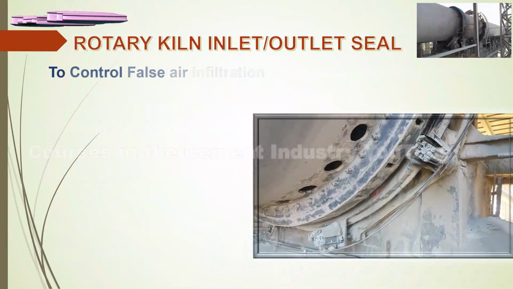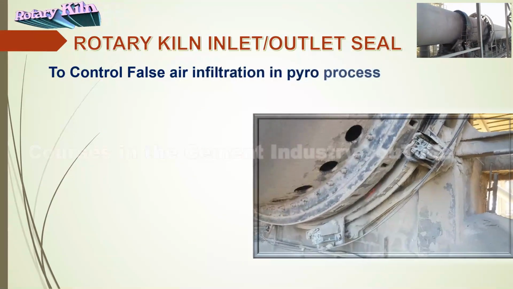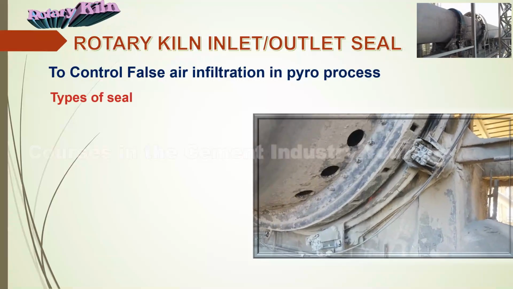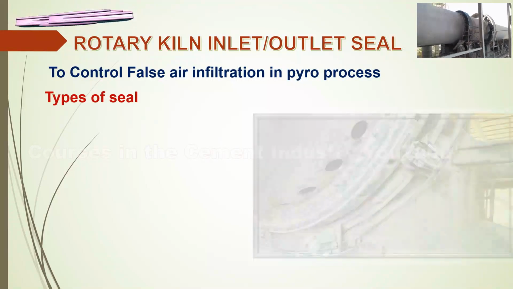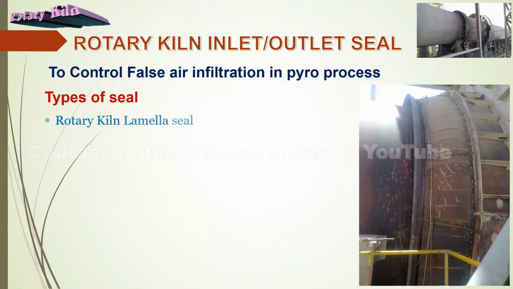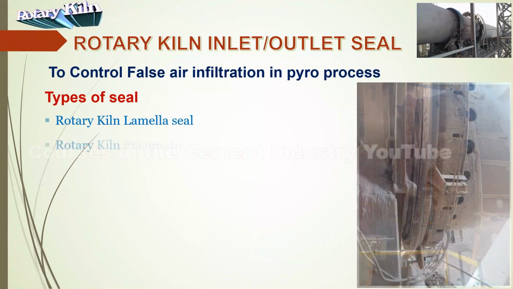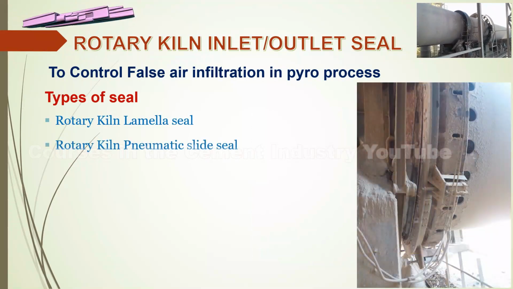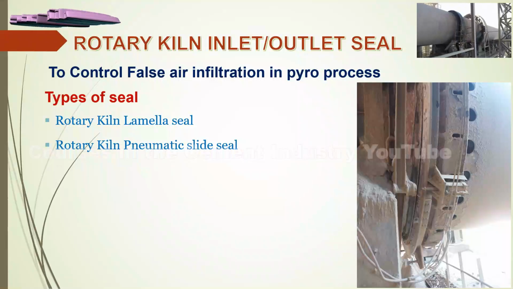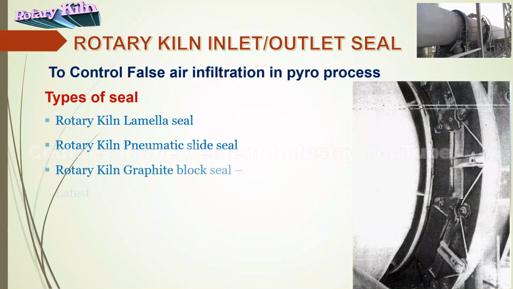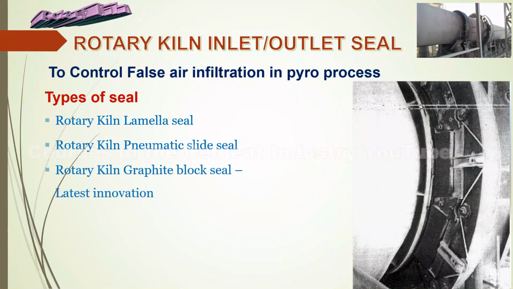Rotary kiln inlet and outlet seal, to control false air infiltration in the pyro process. Types of seal: 1. Rotary kiln lamella seal. 2. Rotary kiln pneumatic slide seal. 3. Rotary kiln graphite block seal, the latest innovation.